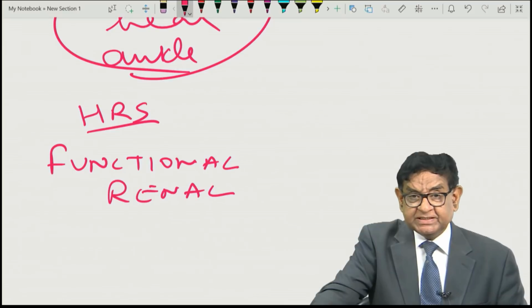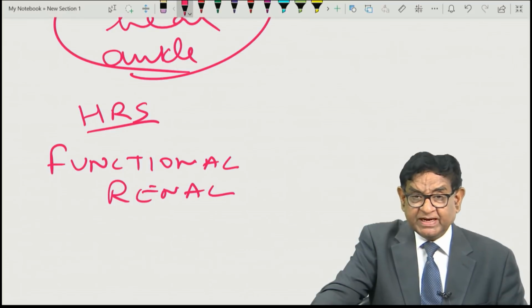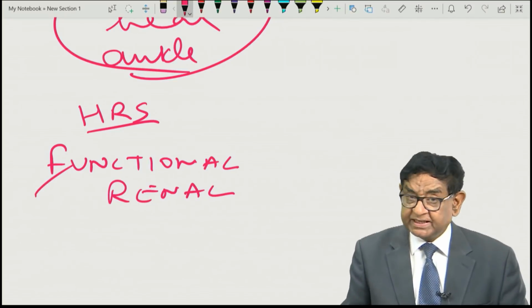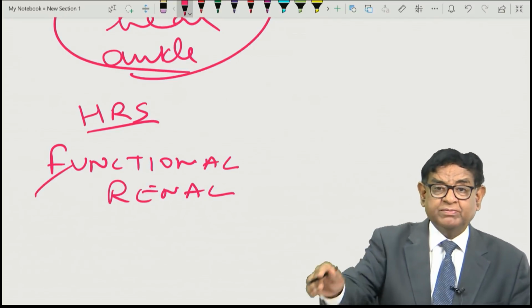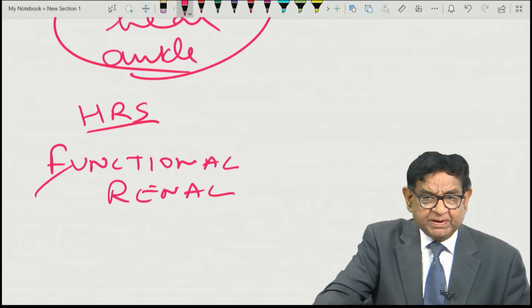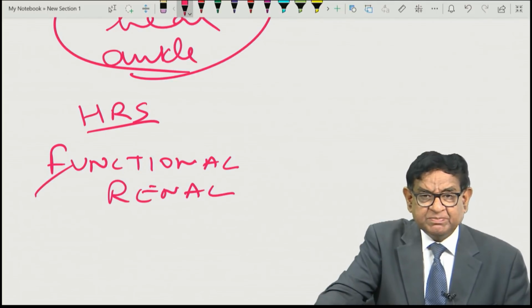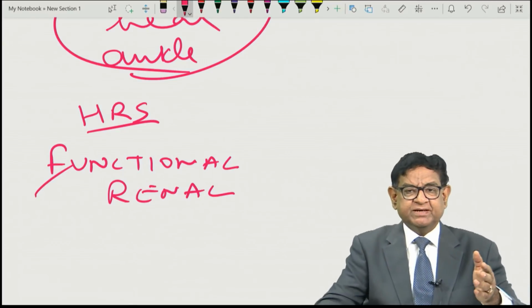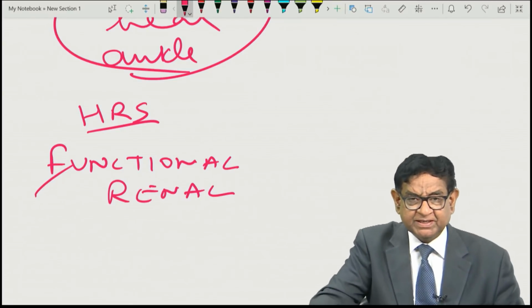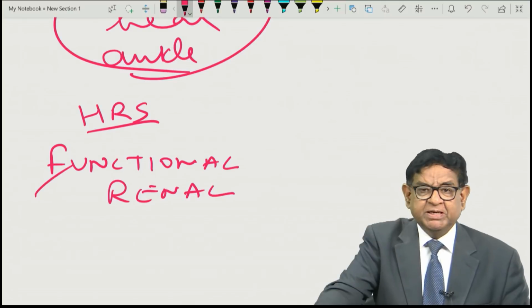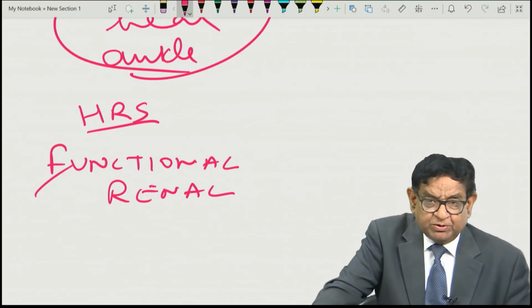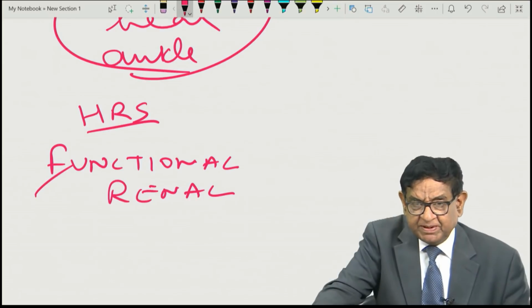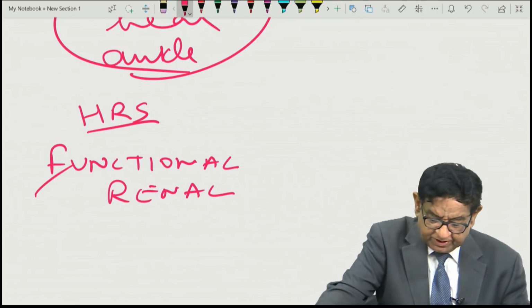So in these cases, if you do the liver transplantation, once the environment gets corrected, the kidneys start functioning because there is no problem in the kidneys. That's why the best answer for this case is liver transplantation. There is no advantage of doing kidney transplantation, because even if you do only kidney transplantation without liver transplantation, the patient will not survive. Liver transplantation is the best answer in this case. Okay.